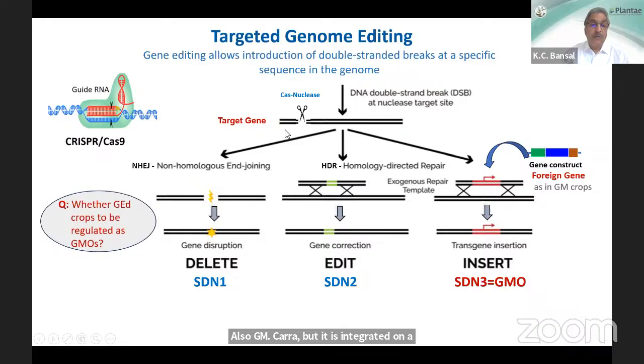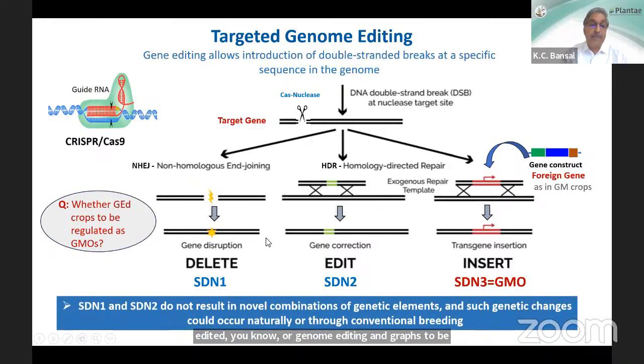So now, the question was asked whether genome editing in crops should be regulated like GMOs. If you compare SDN1 and SDN2 with SDN3, or insertion of a foreign gene, here small changes are made only in the existing genes, the native genes of the host or of a given plant. Also, these two categories, SDN1 and SDN2, do not result in any novel combination. We don't bring in any gene or a promoter from a virus or from bacteria. So there's no novel combination of genetic elements.